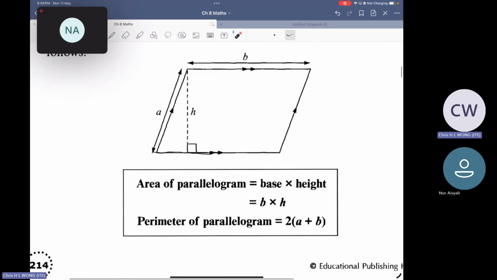So for the perimeter, it's the same as the rectangle. A plus B plus C plus D is the same as A plus B times 2. Same, right? That's like a rectangle, isn't it? A plus B times 2. Same like a rectangle, for perimeter.